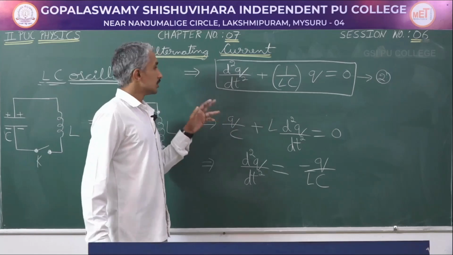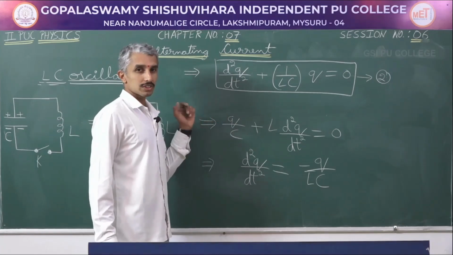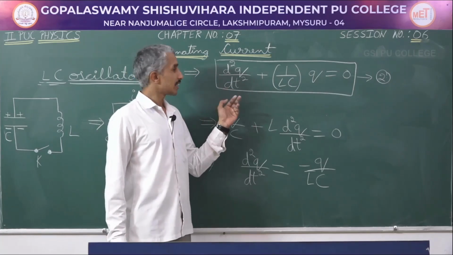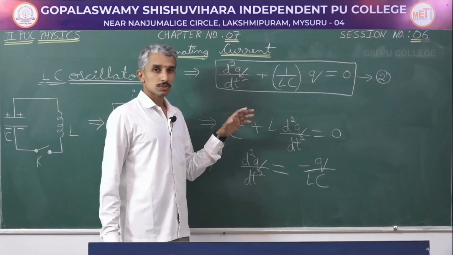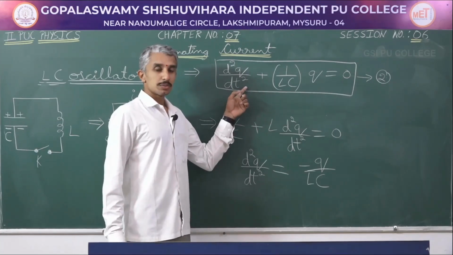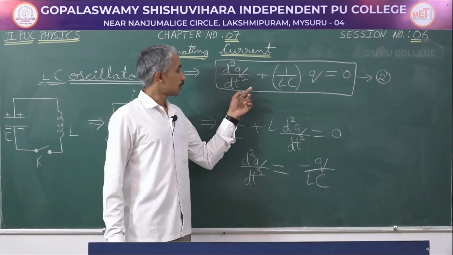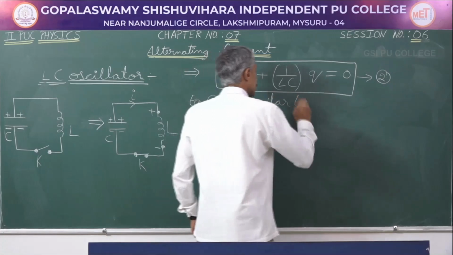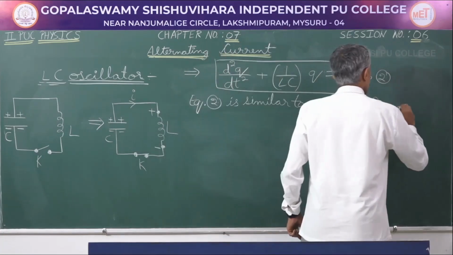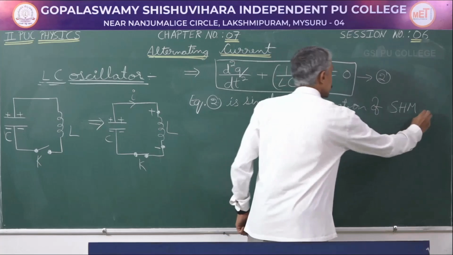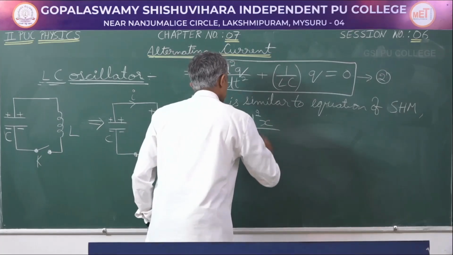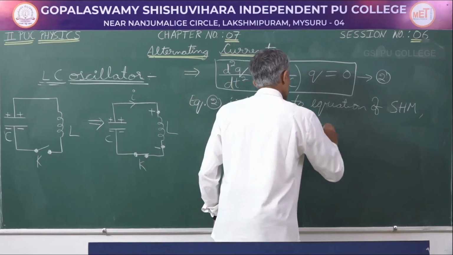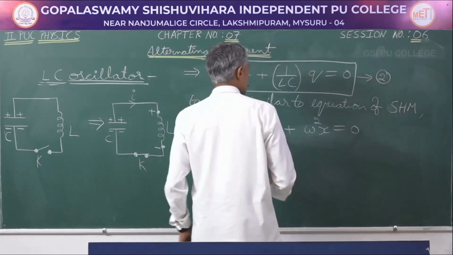Now, you recall the equation for SHM. What was it? It was given by d square x by dt square plus omega square into x is equal to 0. So, this equation is similar to equation of an SHM or of oscillations. Therefore, I conclude equation 2 is similar to equation of SHM, that is d square x by dt square plus omega square x is equal to 0.